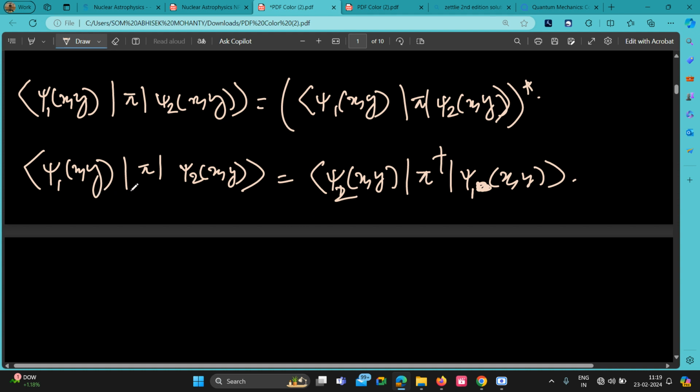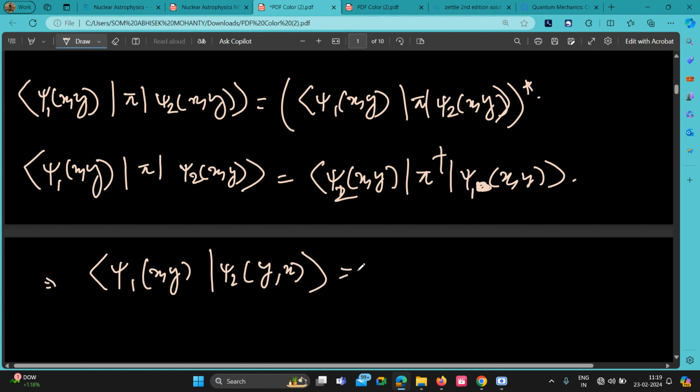So from here, psi 1 xy with psi 2 yx. If I take this inner product, I will get psi 2 xy with psi 1 yx. Is it alright? This is from your definition, and this is also your definition. So from here we can prove that this pi is Hermitian.